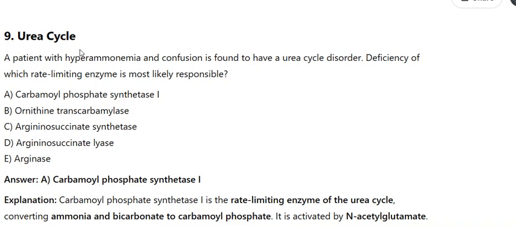These questions cover the key rate-limiting enzymes for all major biochemical pathways tested on the USMLE Step 1. Let me know if you need more practice questions.